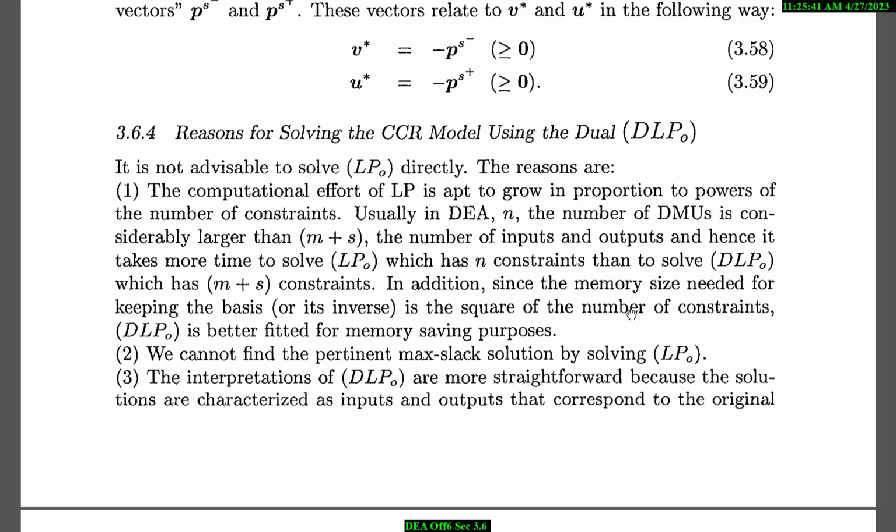In addition, the memory size needed for keeping the basis or its inverse is a square of the number of constraints. So because n plus s is usually much less than n, this basic matrix is smaller, because of the number of inputs and outputs.